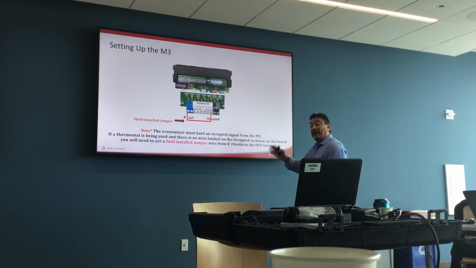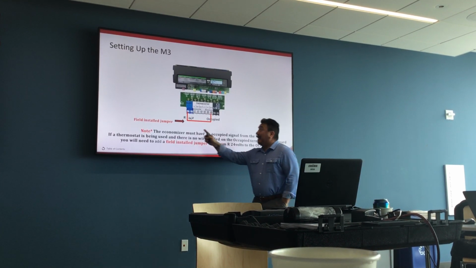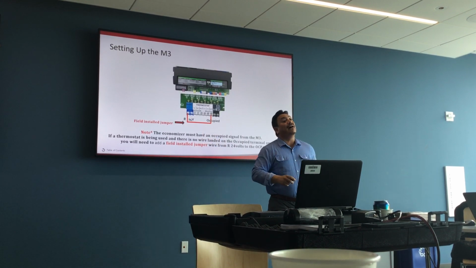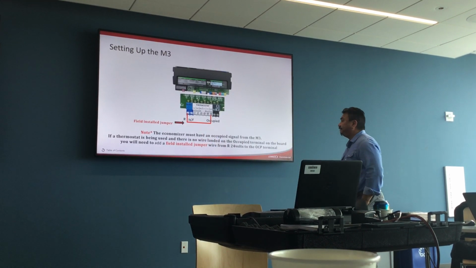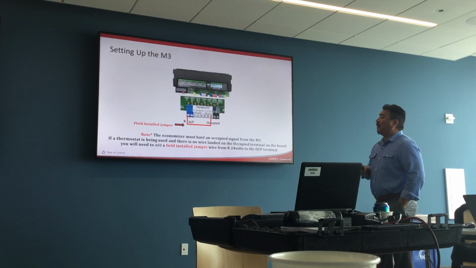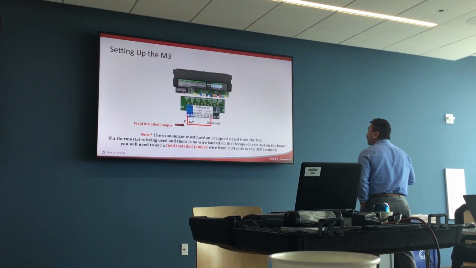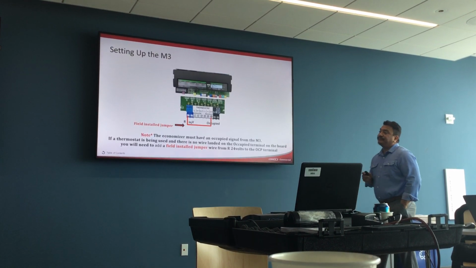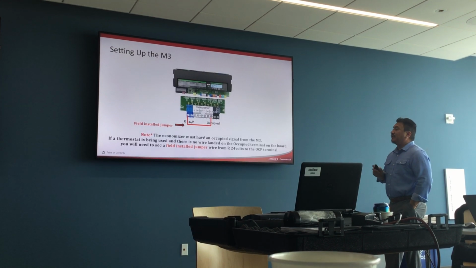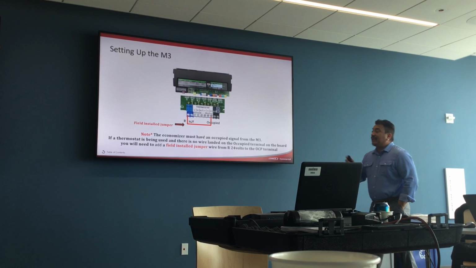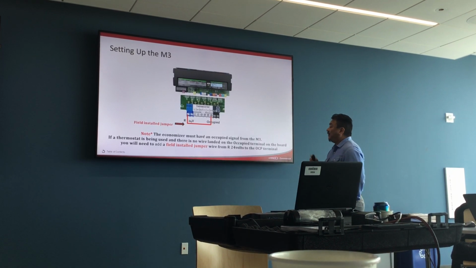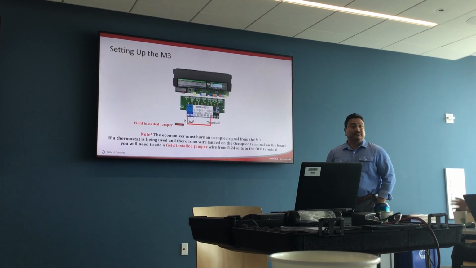We're kind of rehashing things we already talked about, implementing this jumper wire to put the unit into occupancy, okay? Note, the economizer must have an occupied signal from the M3 controller. If a thermostat is being used and there is no wire landed on the occupied terminal on the board, you will need to add a field-installed jumper, 24 volts to the OCP terminal, okay?